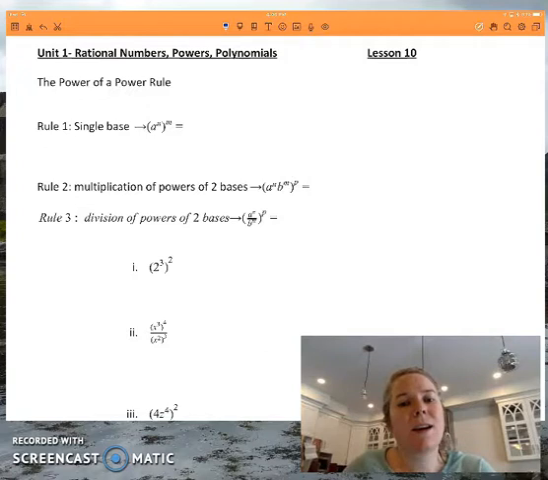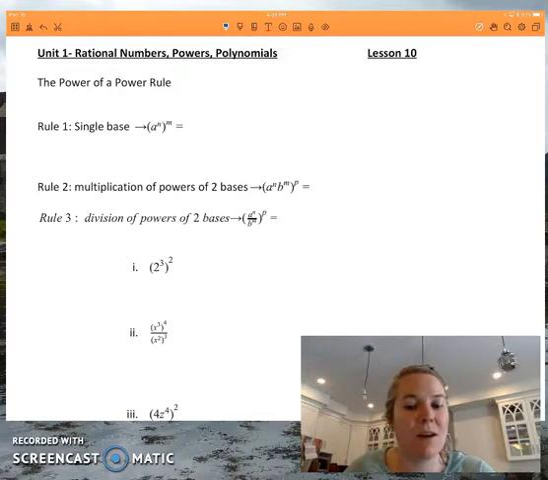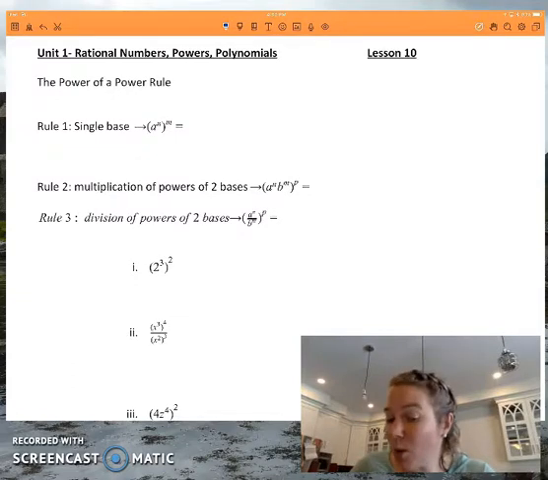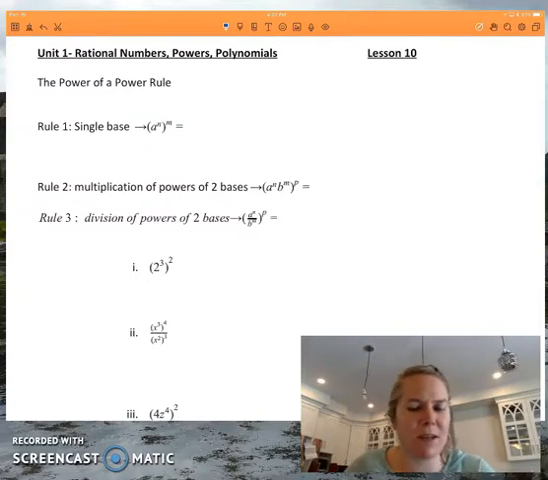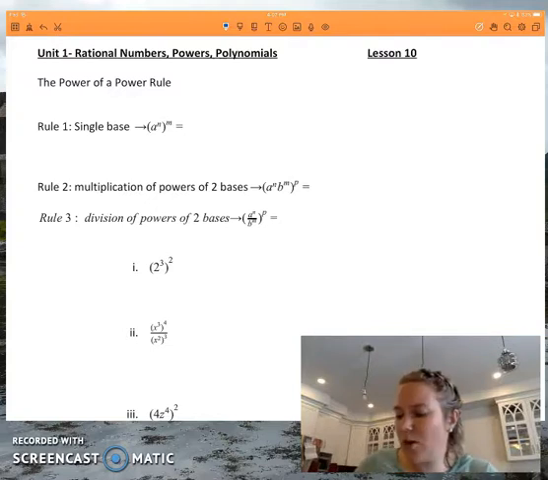So inside the power of a power rule, we're going to look at 3 different cases. We're calling them 3 different rules, but they're really just applications of the same rule, and they all come from the same foundation, which is how an exponent works, which is what we looked at a little bit yesterday as well. Last lesson.